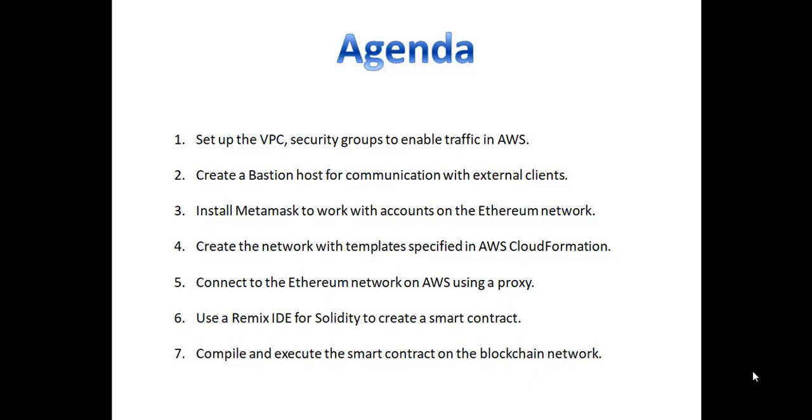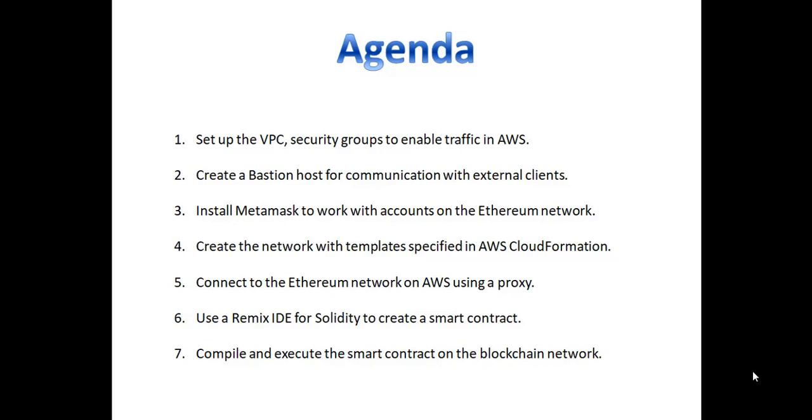In this session, we'll see how to deploy an Ethereum with AWS blockchain template. So here is the list of agenda. So first of all, we will set up the VPC. Second, we'll set up a Bastion host so that the external client can communicate with the network. Third, installation of MetaMask, which will contain all the Ether.